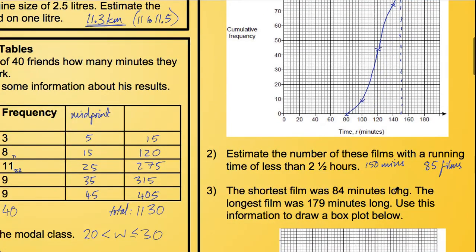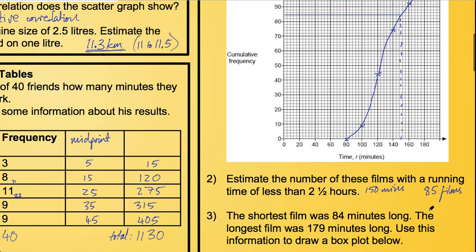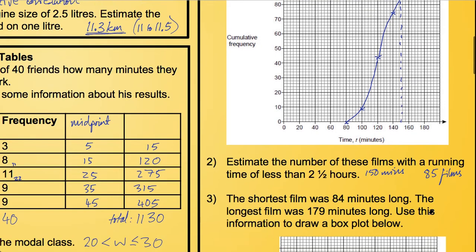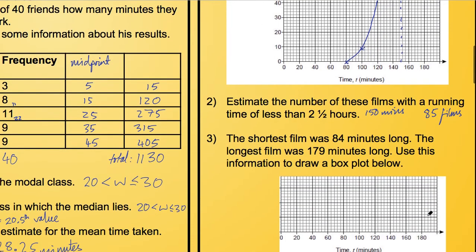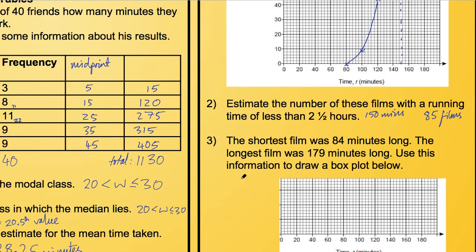And question 3, the shortest film was 84 minutes long. The longest film was 179 minutes long. Use this information to draw a box plot below. So in a box plot, we know that we need the shortest and longest time at the start and end of the box plot. So I'm going to draw in straight away 84 minutes.